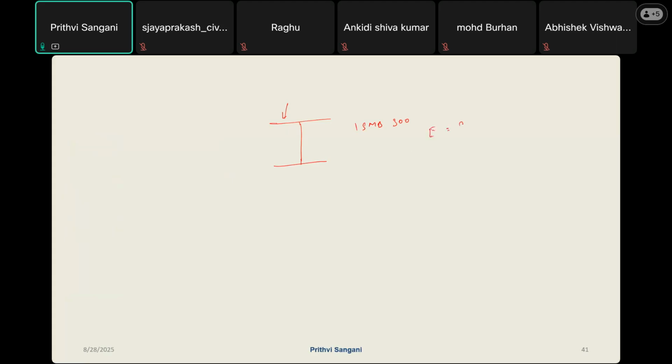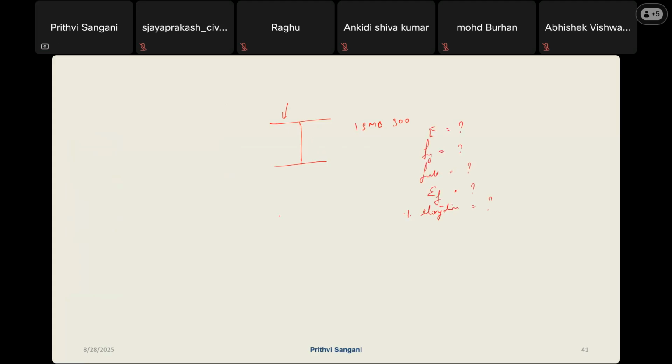What is the Young's modulus of the steel? What is fy of the steel? And what is the ultimate stress of the steel? What is the fracture strain? And you can also check elongation, or percentage elongation. How do you check this?